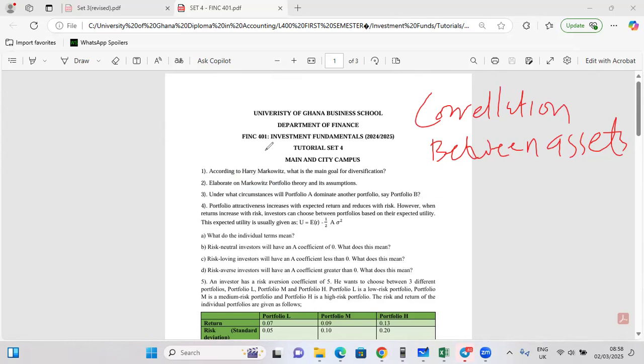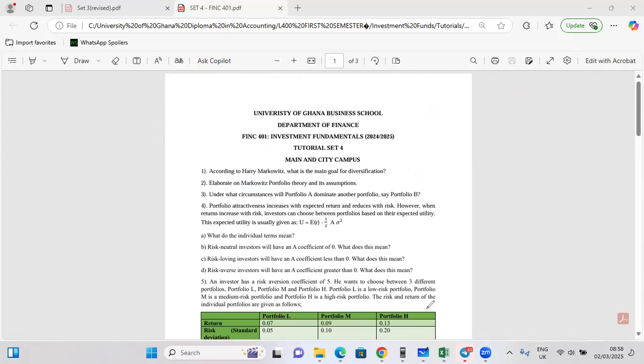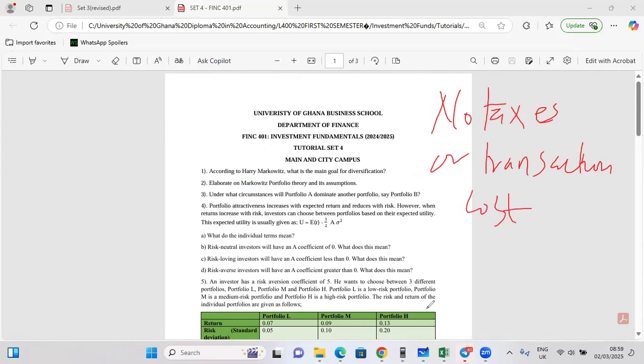So you see, that's it. So the next point here is that under the Markowitz theory, we assume that there are no taxes or transaction costs. Meaning that you can trade freely without paying any taxes or any transaction costs, right? So you can trade freely without incurring any of these costs. That's what it means here.